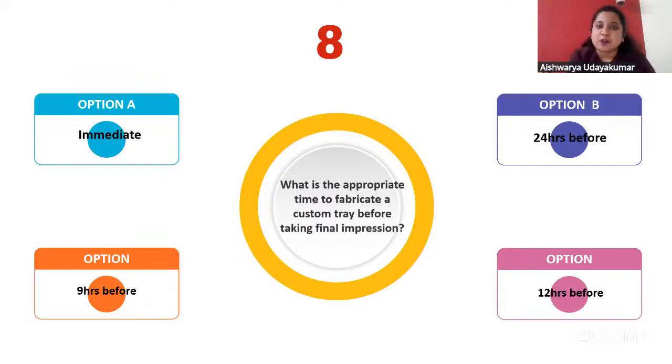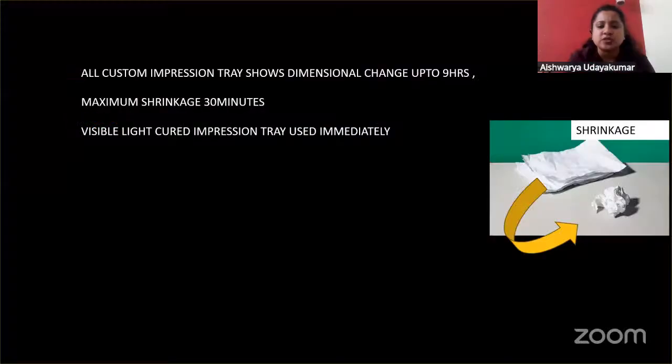You know what polymerization shrinkage is, right? From the time we have added the monomer and polymer, it's like a paper. When the paper is flat and when it is shrunk, you see that there is a difference in the area. That is simply what polymerization shrinkage is. In the initial 30 minutes there is polymerization shrinkage, and up to 9 hours this can go on, after which it becomes stable.